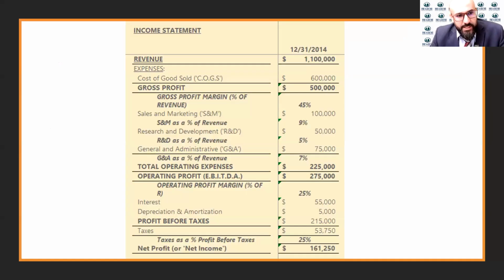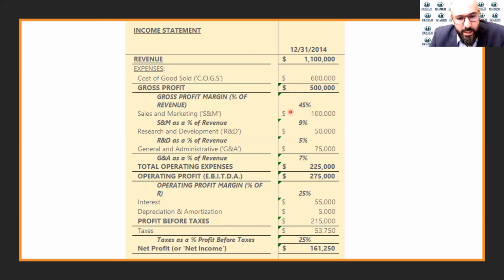Here is an example of an income statement. If you look into this, revenue is 1.1 million. Expenses, which is basically the cost of goods sold, would be 600,000. Now, if you subtract the 600,000 from the 1.1 million, that would leave you with 500,000 as a gross profit. However, there are other expenses that we should consider, which are sales and marketing expenses. That would be 100,000.